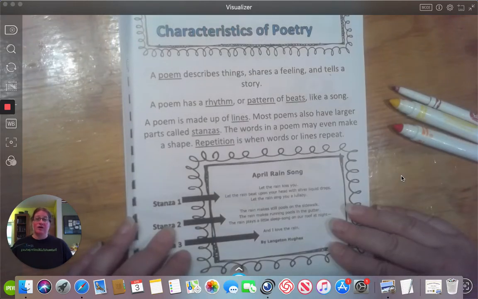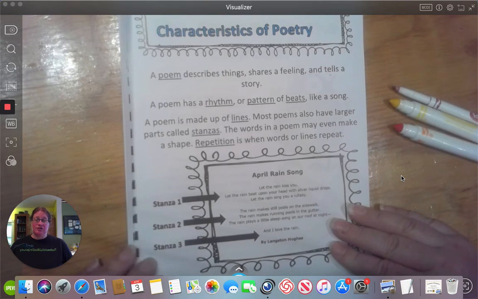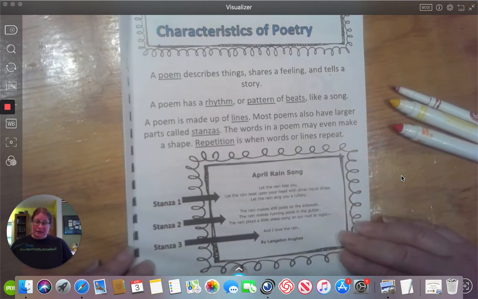For this week, we're going over characteristics of poetry. The first thing I want to start out with is, what text features do you notice? We just finished text features not too long ago. So I'd like you to look at your packet and identify some of the text features.